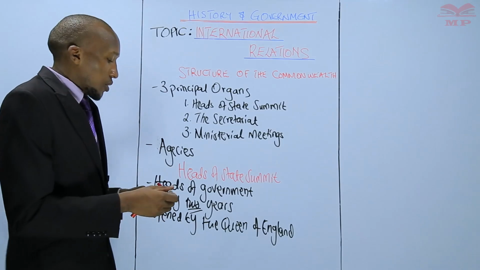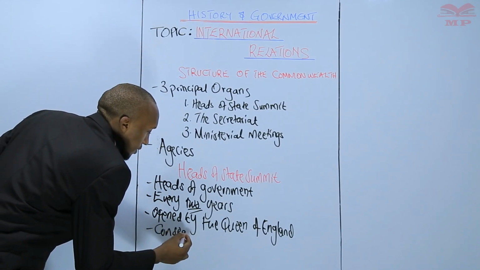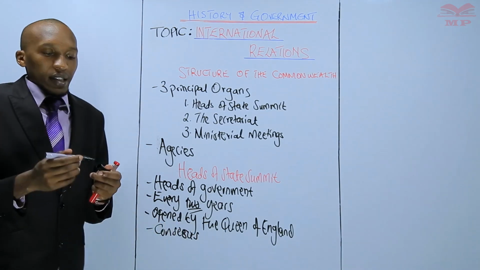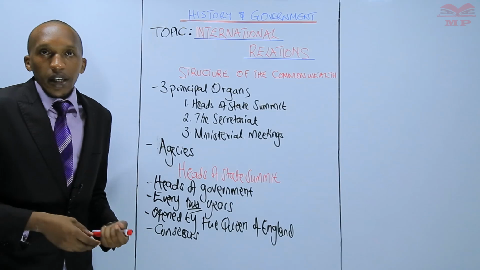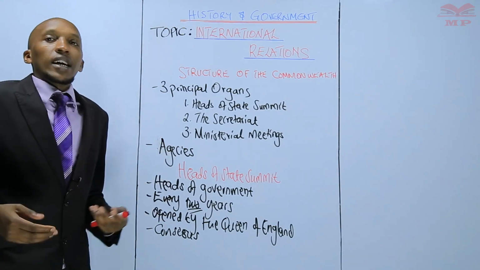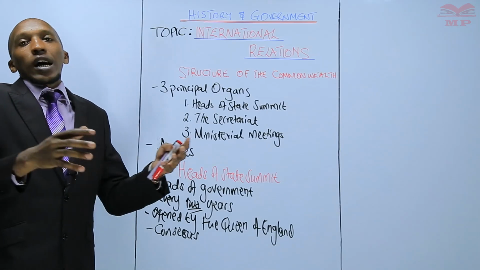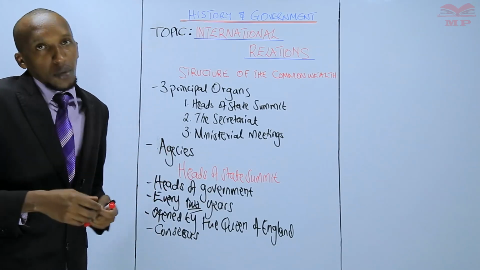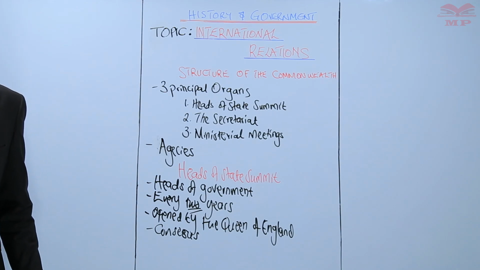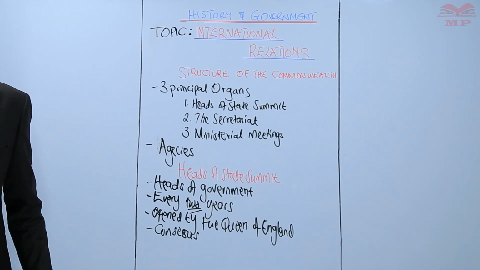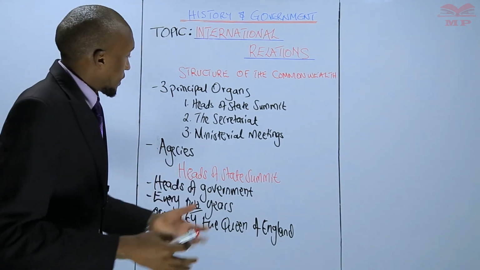They make decisions based on consensus. They build consensus. That means that they agree amongst themselves. It's not a matter of voting. If there is an issue, they discuss until they come up with an amicable solution, or a solution that is acceptable by all the members of the organization. So that forms the heads of state summit.